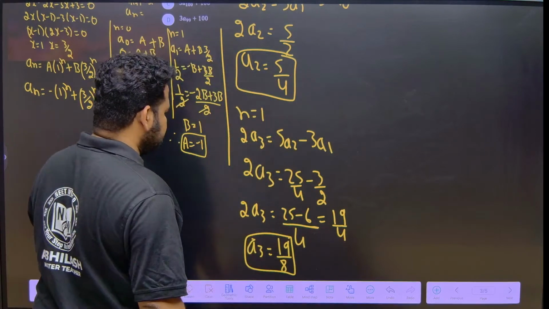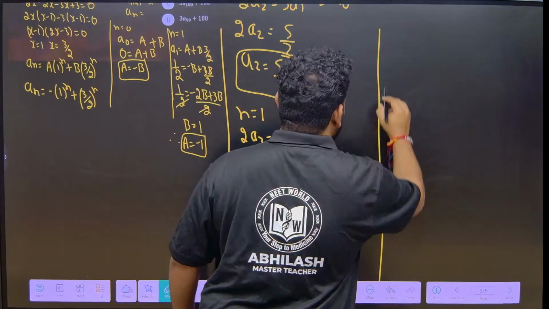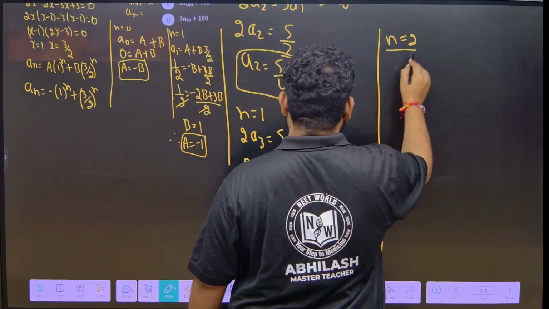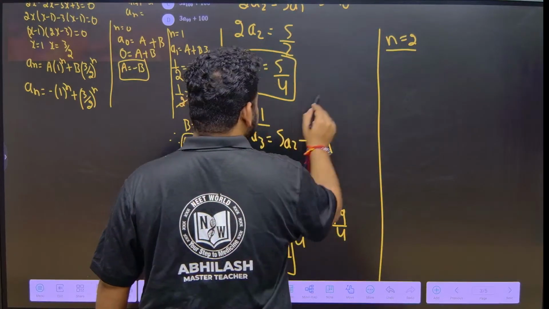A2 I already got. Let us put n is equal to 2 now. If I put n is equal to 2, what will I get? This was n is equal to 1, and this is n is equal to 2.